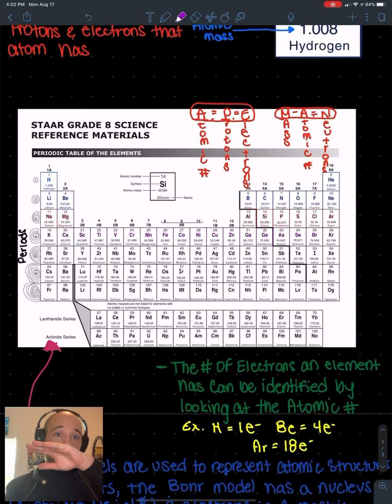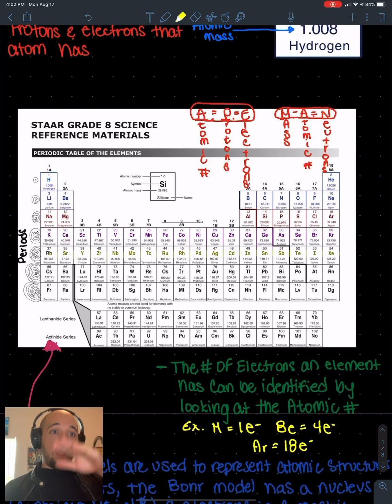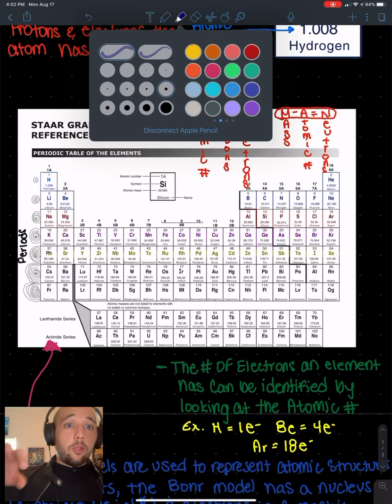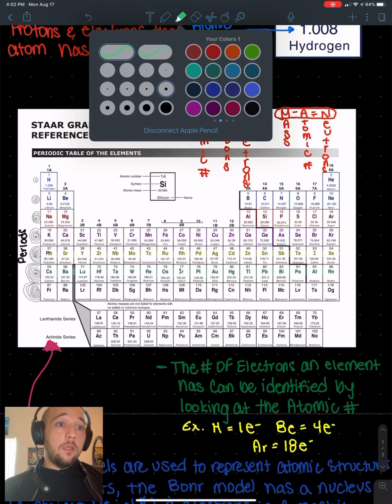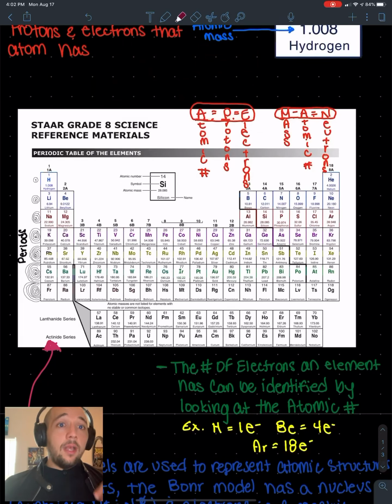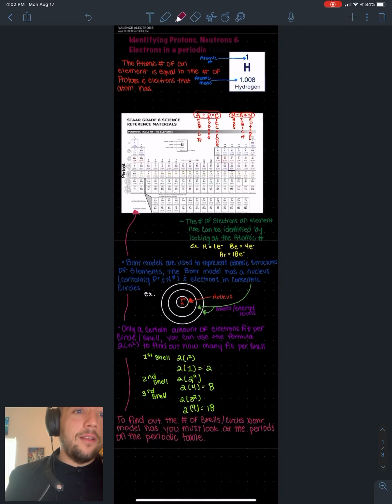So again, period 1 is horizontal: hydrogen, helium. Period 2: lithium, beryllium, boron, carbon, nitrogen, oxygen, phosphorus, neon. 3 is sodium, magnesium, aluminum, silicon, phosphorus, sulfur, chlorine, and argon. 4 is potassium, calcium, selenium, titanium, so on and so forth. Again, there's a whole lot of them.